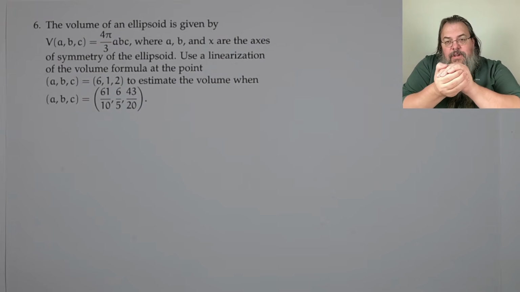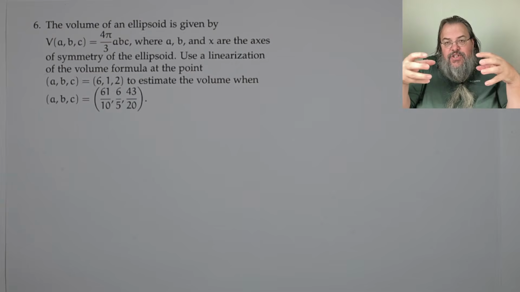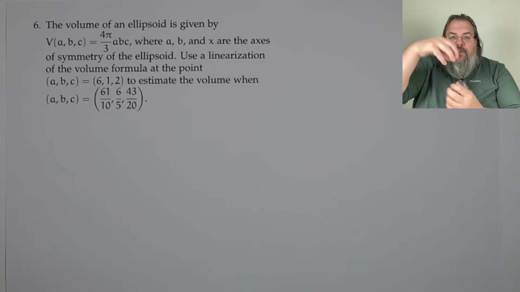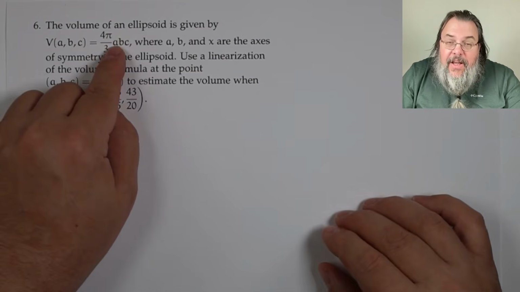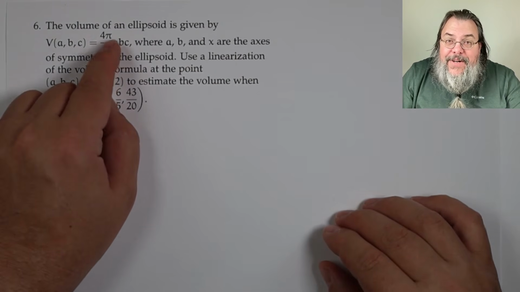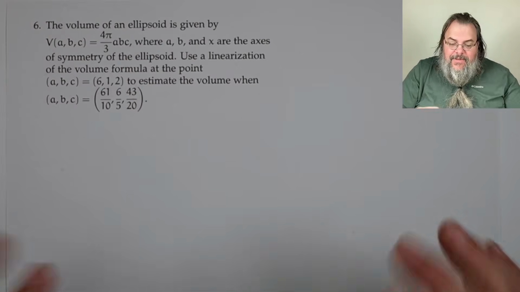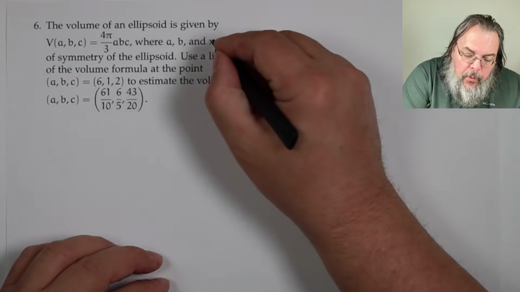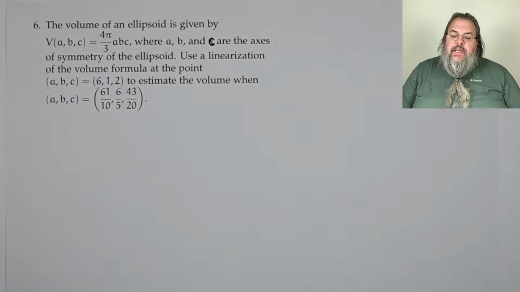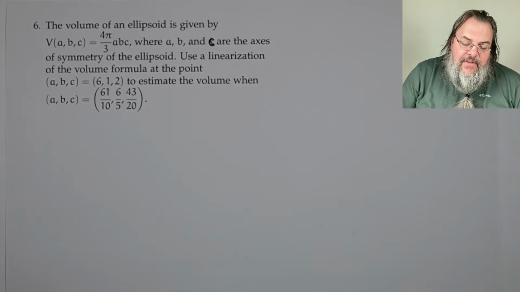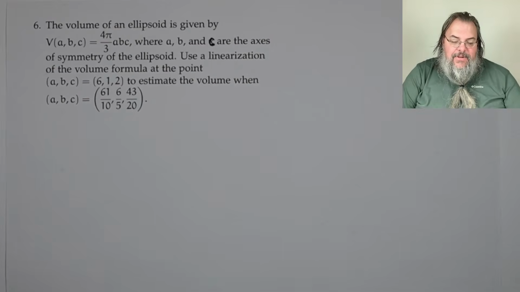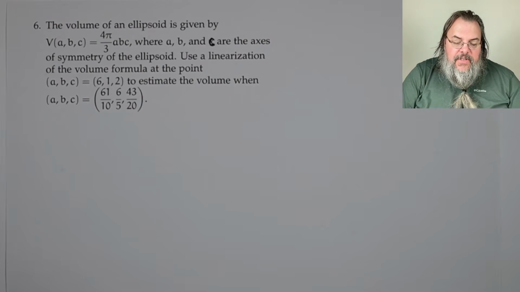So if you start with a unit sphere, and then you just stretch, say by A in one direction, B in another, C in the third, it scales the volume by those factors of A, B, and C. So that's where it comes from. And, whoops, there's a typo there, where A, B, and C are the axes of symmetry of the ellipsoid. So in other words, it's just like how much did you scale that unit sphere by in each direction.